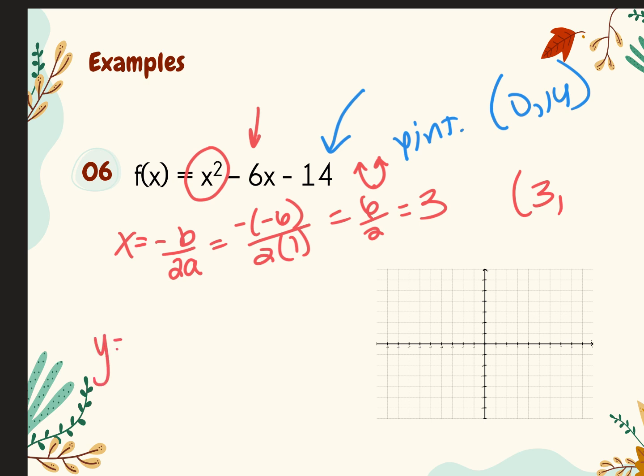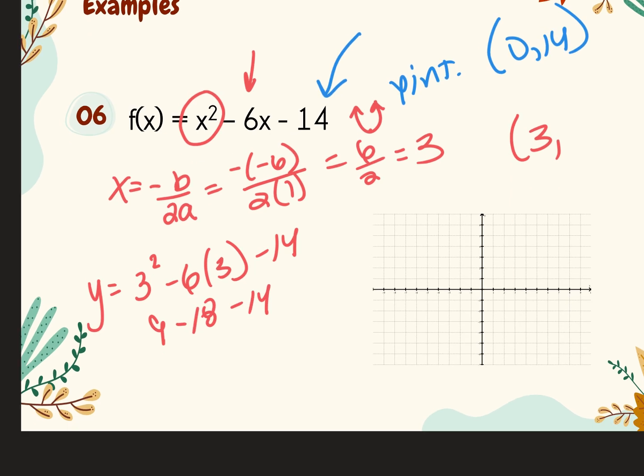So I have y equals, instead of x squared, 3 squared minus 6 times 3 minus 14. So 3 squared is 9, minus 18, minus 14. 9 minus 18 is negative 9, minus 14 gives me negative 23. So my vertex is at (3, -23).